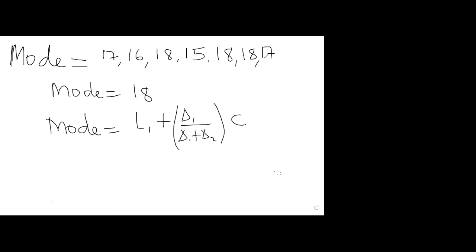L1 is the lower class boundary of the modal class. Delta 1, or D1, is the difference between the highest frequency and the value before. And delta 2, or D2, is the difference between the highest frequency and the value after. And C is the class width or class size. Some books will use I for C.